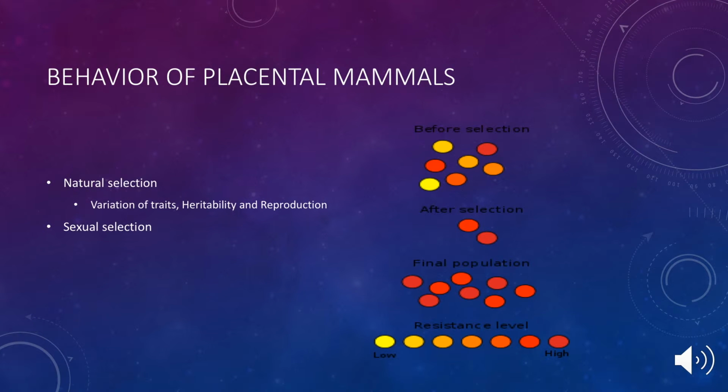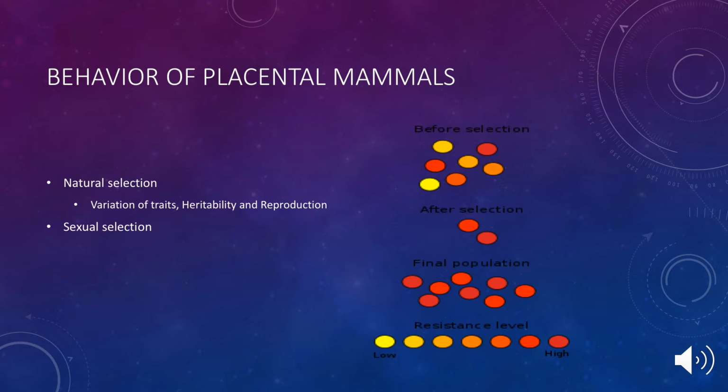Behavior of placenta mammals. Natural selection gives us an example of how the human species evolved. The variation in traits got inherited by some mammals, which led to greater reproductive success.